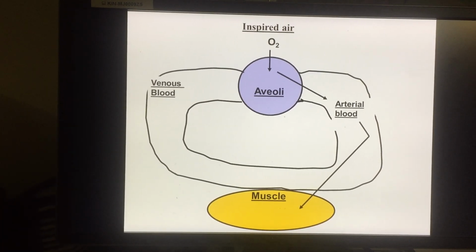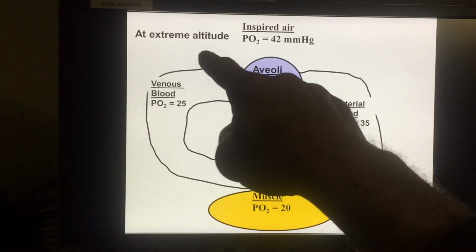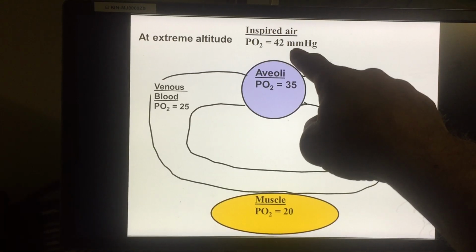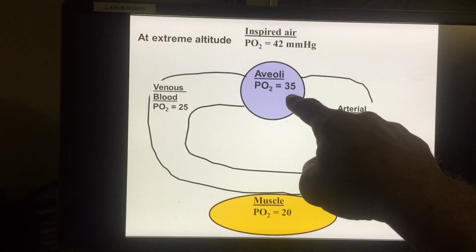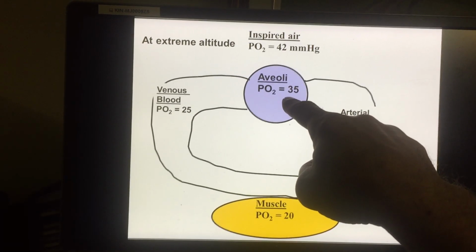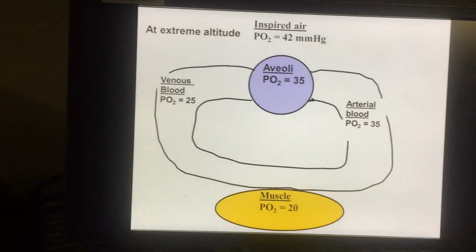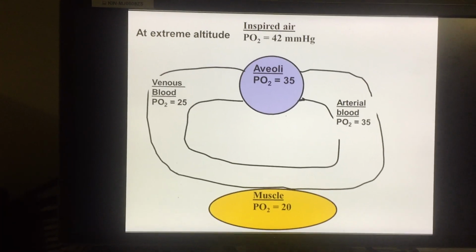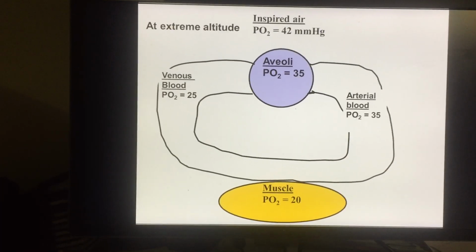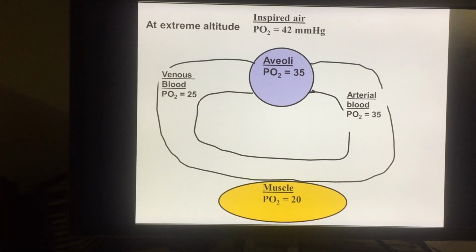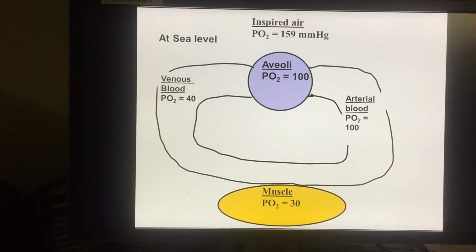Whereas at extreme altitude, this is at Mount Everest, you can see the partial pressure of oxygen in the air is only 42. The alveoli contain a partial pressure of oxygen of 35. So now your driving pressure is only 7. So your driving pressure, the difference between atmospheric and alveolar PO2, is dramatically reduced. So it's more difficult to get oxygen into your lungs at altitude for this reason.